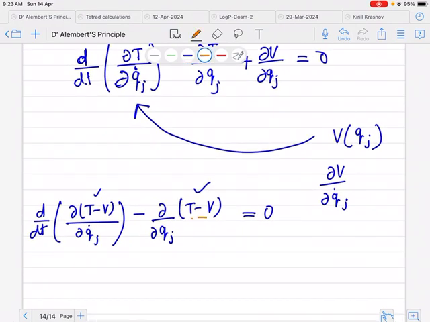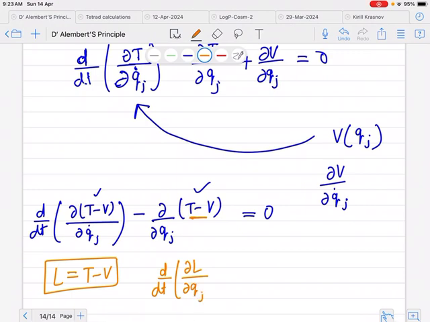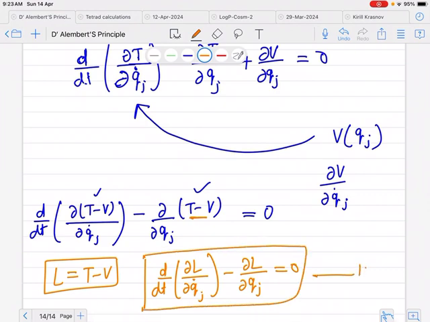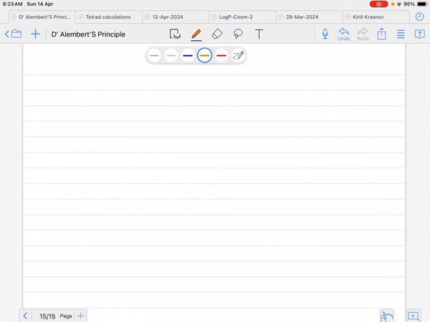This T minus V term is a very special term. It is known as the Lagrangian, L. T minus V is known as the Lagrangian. So the upper equation becomes d by dt del L over del qj dot minus del L over del qj is equal to 0. This equation becomes 1.57, and this is a very famous equation.